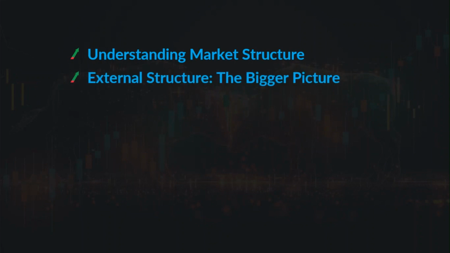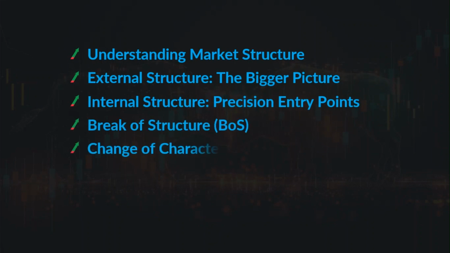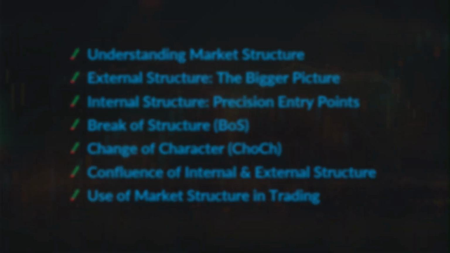We will explore the external structure to grasp the bigger picture, followed by the internal structure that helps us pinpoint precise entry points. We'll dive into key concepts like break of structure and change of character, which signal trend continuation or potential reversal. You'll see how the internal and external structures align for strong trade setups, and finally, how to apply all of this in real market conditions to trade with confidence and clarity.